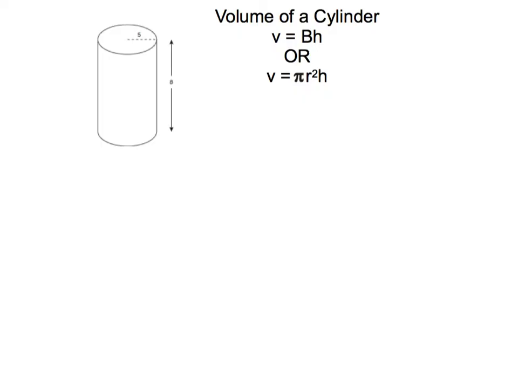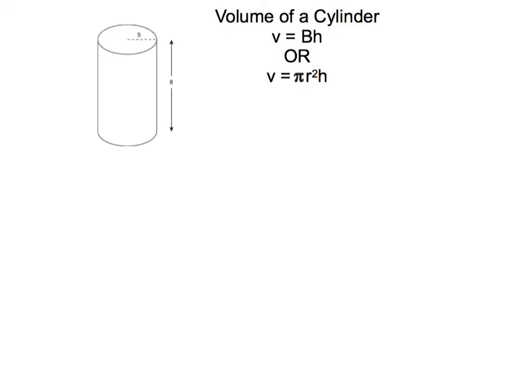I want to point out two things. There are two formulas that you can write down. The first formula looks like this: volume equals B, where this big B stands for the area of the base, times the height. So volume is the area of the base times the height, or the other more specific formula you could jot down is volume equals pi times r squared times h.